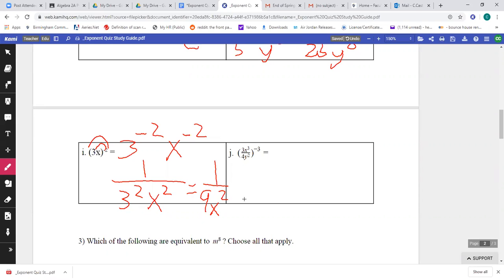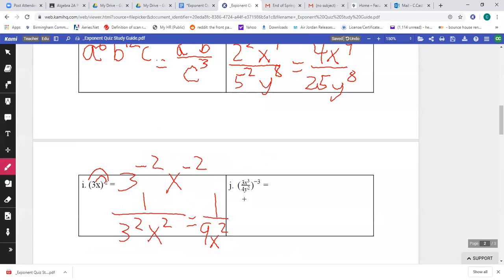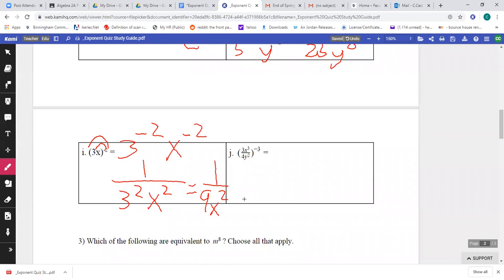And then letter J is just like letter H. All of these will get distributed. So this will be 3 to the negative 3, x to the negative 9, 4 to the negative 3, y to the negative 6. And once again, if anyone has questions, just go ahead and type it in the chat.